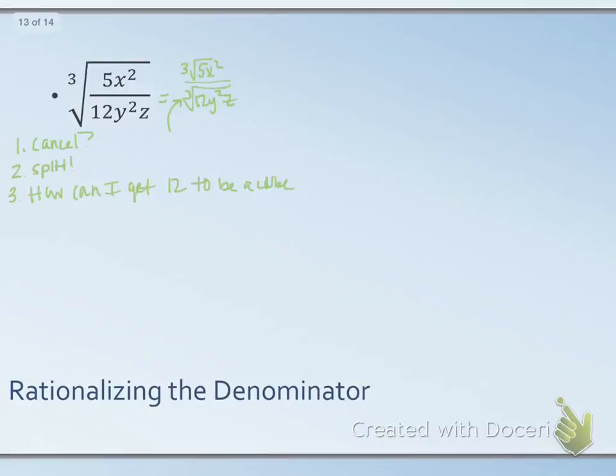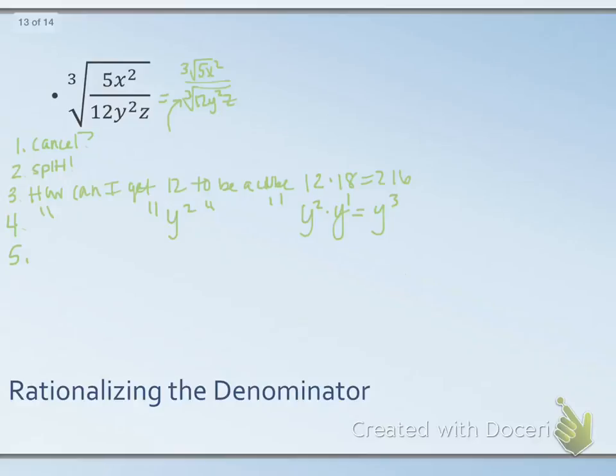Okay, so 12 times 18 will get me 216. So I would be able to cube root 216. Well, we got to deal with these y's and z's. So how can I get y squared to become a cube? What can I multiply by y to get it to be y cubed? Well, y can, because 2 plus 1 is 3.